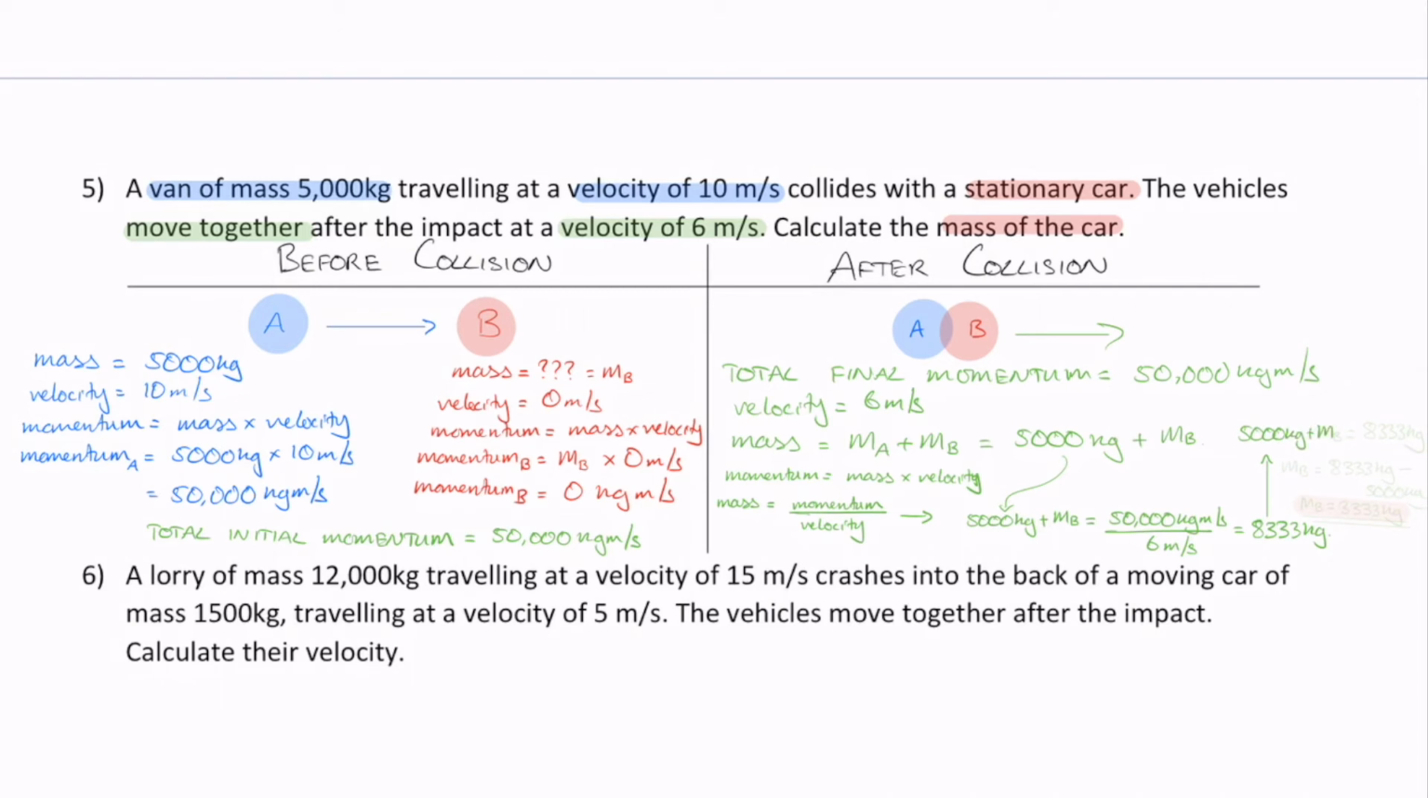Now let's rewrite this equation to make everything a bit more clear. 5,000 kilograms plus MB equals 8,333 kilograms. Therefore, MB is equal to 8,333 kilograms minus 5,000 kilograms. And MB equals 3,333 kilograms. I'm going to highlight it just to make it a bit more clear. We highlight it in red. That's the final answer.